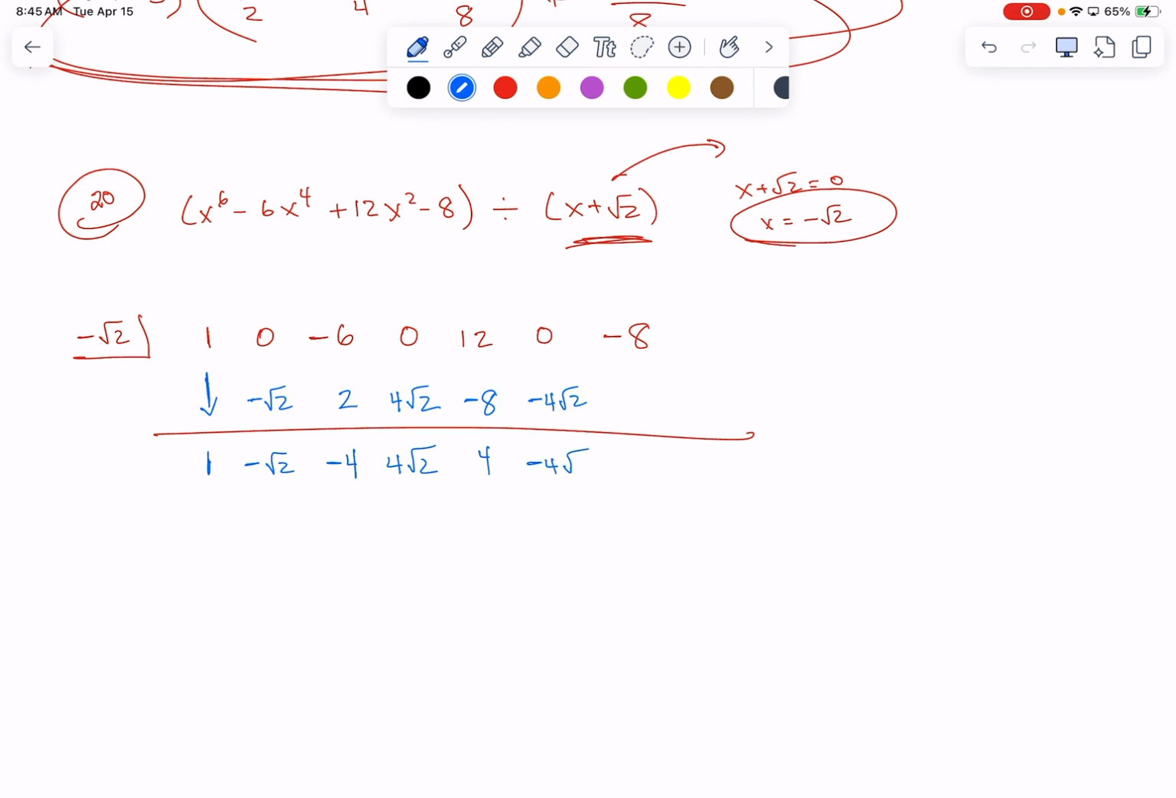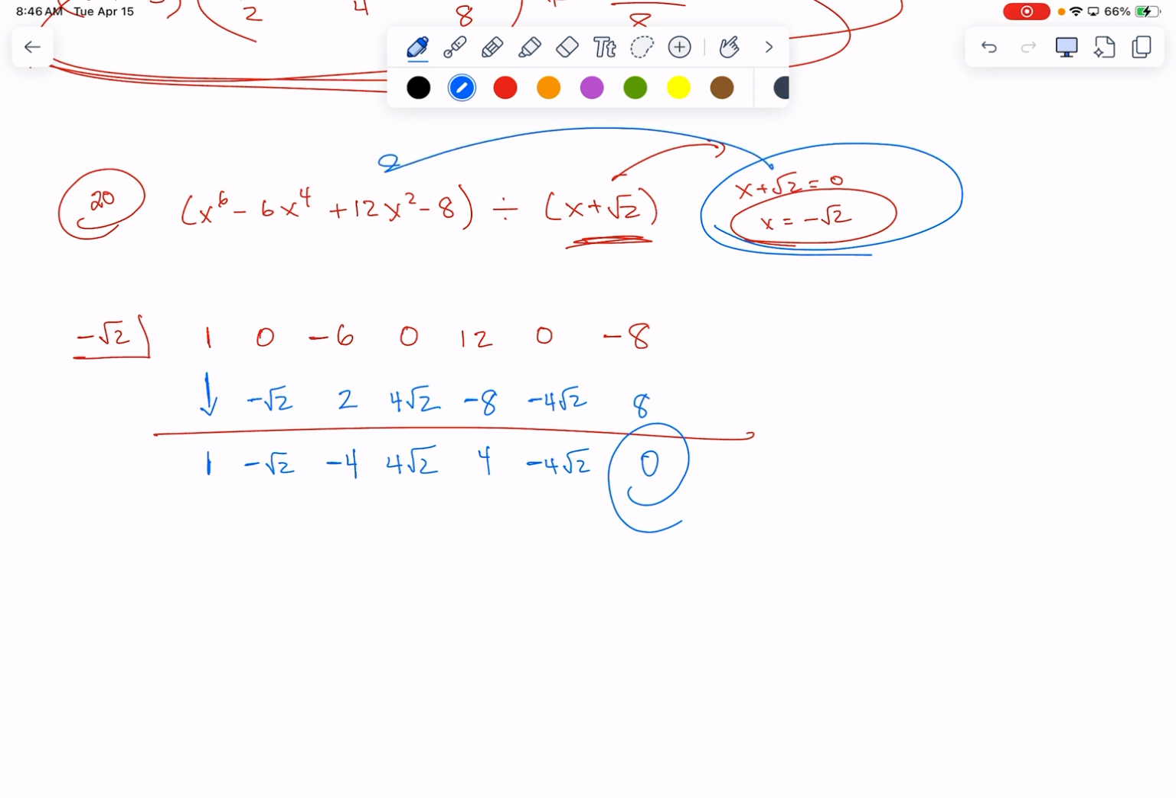All right, here we go. One more time. What's negative 4 root 2 times negative root 2? First of all, what's a negative times a negative? It is positive 8. And guess what? The remainder is 0. It divided evenly, which means this would be a factor. That's a root. That's a 0. That's an x-intercept of that graph.